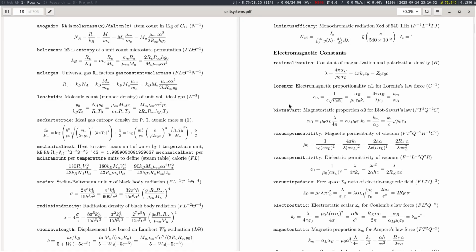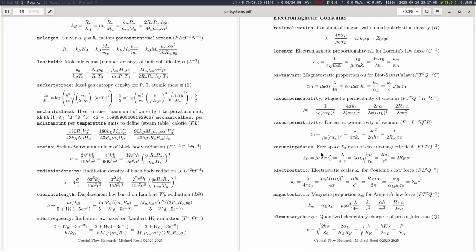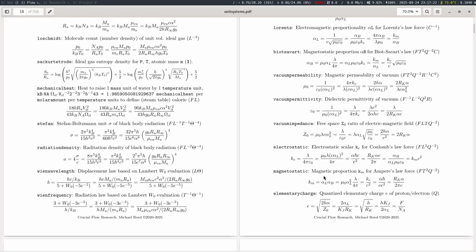The Biot-Savart constant, magnetostatic proportion for Biot-Savart's law. Vacuum permeability, magnetic permeability of the vacuum. There's different ways you can express that in terms of different constants. Vacuum permittivity, the dielectric permittivity of a vacuum. Vacuum impedance, ratio of the electromagnetic field. Electrostatic scalar for Coulomb's law of force. Magnetic proportion for Ampere's law of force.